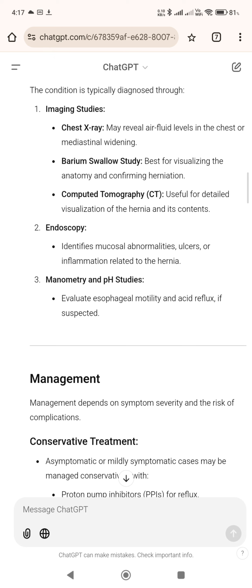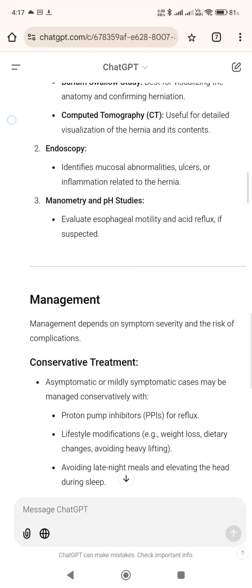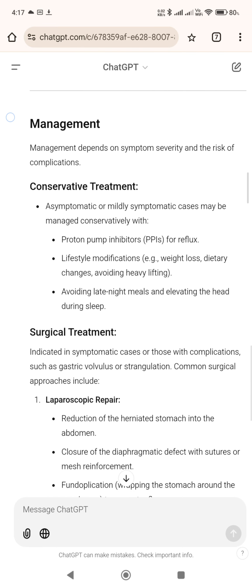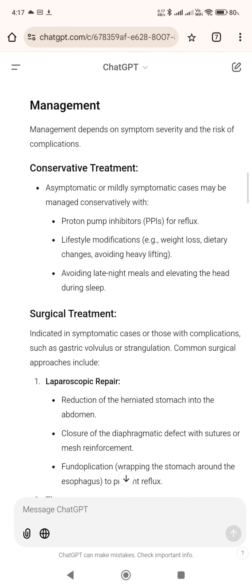2. Endoscopy, identifies mucosal abnormalities, ulcers, or inflammation related to the hernia. 3. Manometry and pH studies, evaluate esophageal motility and acid reflux if suspected. Management depends on symptom severity and the risk of complications.